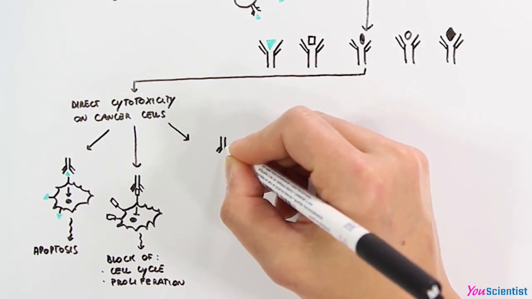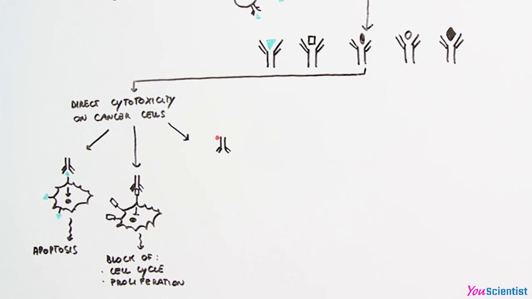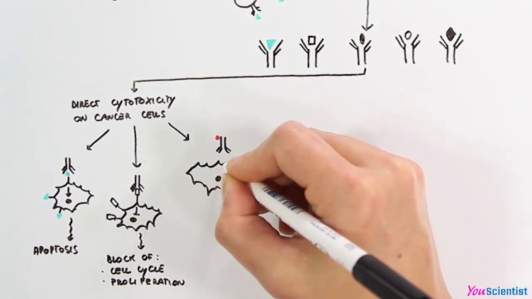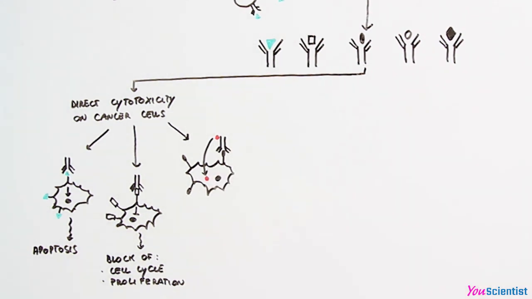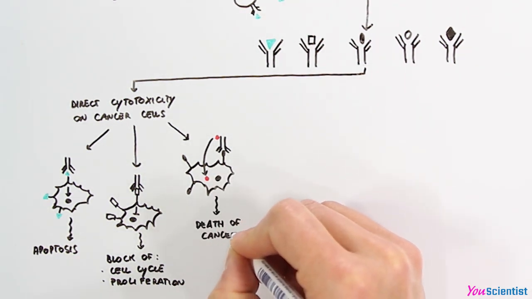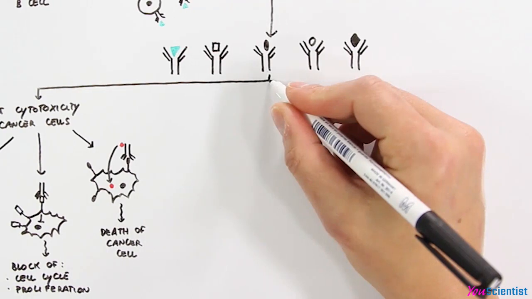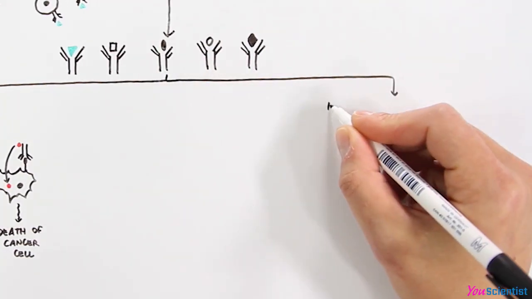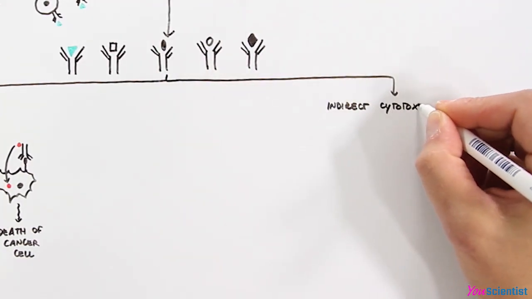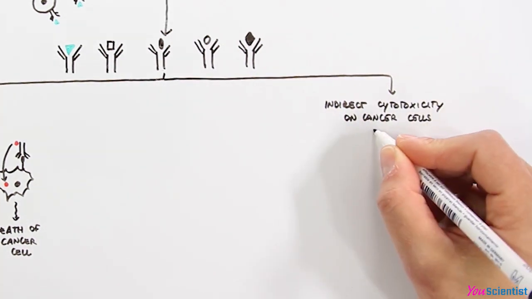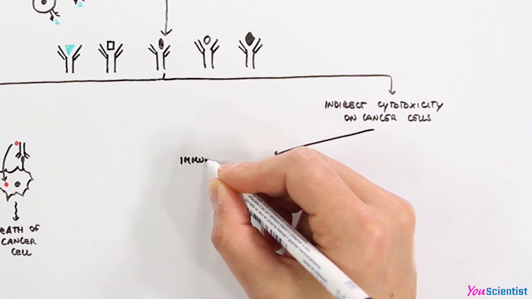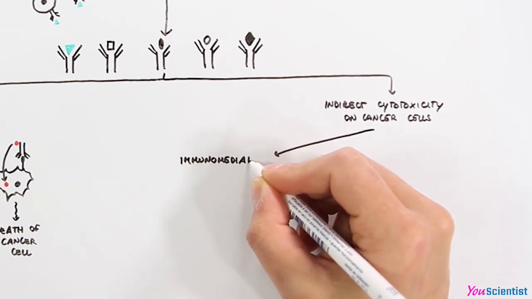Moreover, some monoclonal antibodies can be conjugated to toxins. After the binding between the antibody and the antigen, the toxin is released and acts locally, killing that tumor cell. Another class of monoclonal antibodies carries out an indirect cytotoxic effect on cancer cells. This function can be immunomediated, in other words, mediated by the immune system.